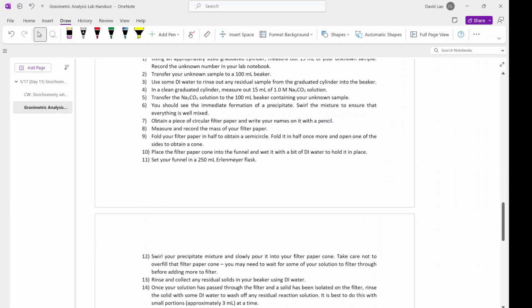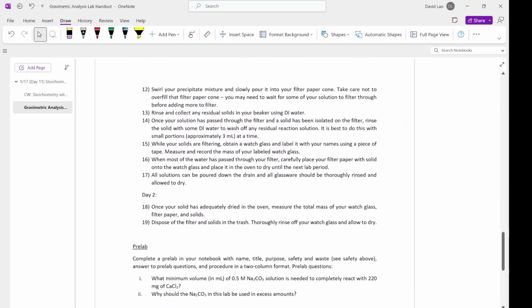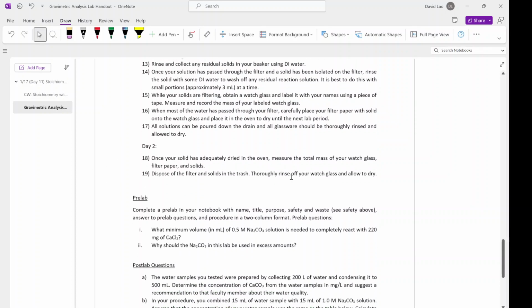Here is the procedure. It is 2 days because when you collect your solid, it's going to be wet, and so you don't want to weigh a wet solid because that doesn't give you an accurate number on the amount of compound you isolate. So you have to dry it. So this is a 2-day lab. We'll have a client letter that you'll write in class on day 2.